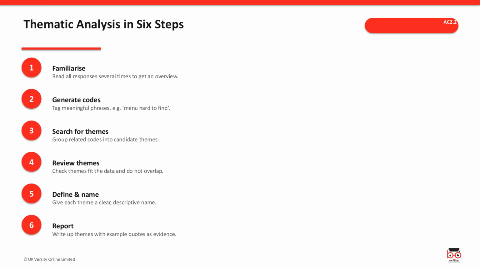Those 6 steps give the process real structure. You start by familiarizing yourself, reading everything a few times, then generate codes by tagging meaningful phrases like "menu, hard to find". Next, you search for themes by grouping related codes. Review those themes to check they fit and don't overlap, and define and name each one clearly. Finally, you report, writing up the themes with example quotes as evidence.